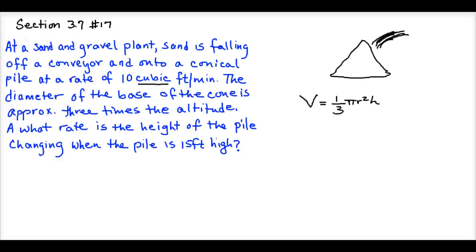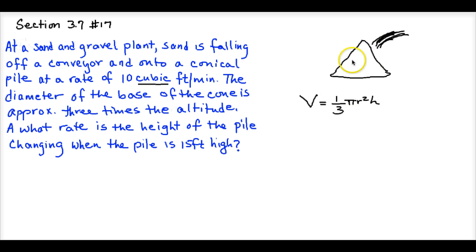This is a problem from section 3.7, the section that talks about related rates, and this is number 17. At a sand and gravel plant, sand is falling off a conveyor and onto a conical pile at a rate of 10 cubic feet per minute. The diameter of the base of the cone is approximately 3 times the altitude. At what rate is the height of the pile changing when the pile is 15 feet high?